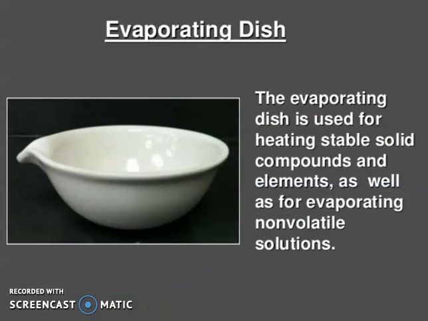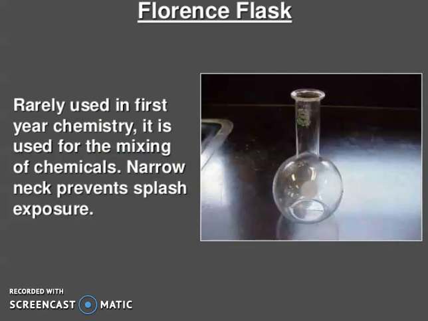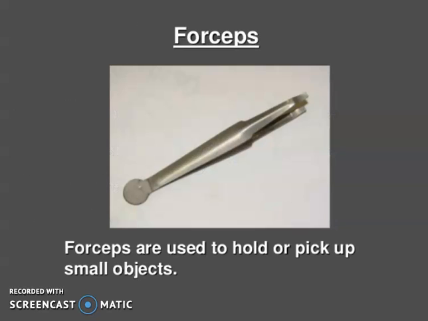So evaporating dish. You can see the evaporating dish is used for heating stable solid compounds and elements as well as for evaporating non-volatile solutions. Now friends, Florence flask. You can see, rarely used in first year chemistry. It is used for mixing of chemicals, and the narrow neck prevents splash exposures.